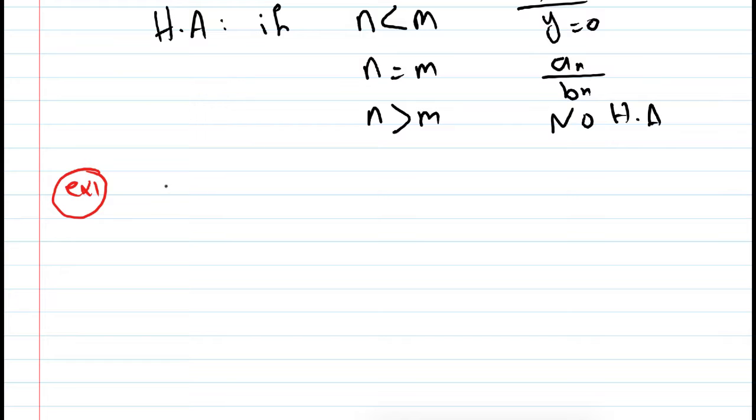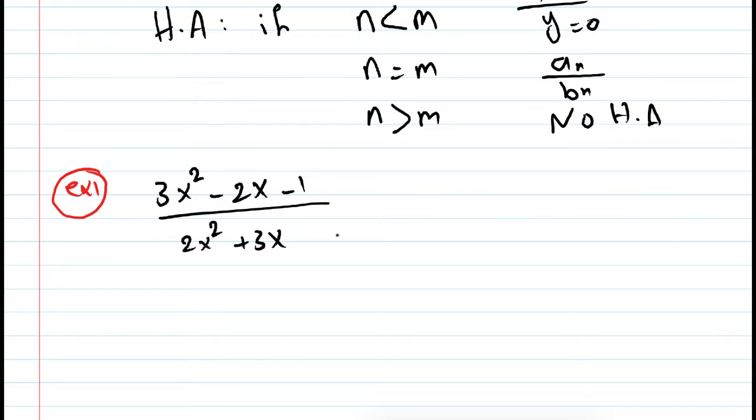Suppose I have (3x^2 - 2x - 1) over (2x^2 + 3x - 2), and I am asking you to find me the horizontal asymptote of this rational function. Well, let's see what are the degrees of each polynomial, one on top and one on bottom. The degree of the one on top equals 2. The one on bottom equals 2.